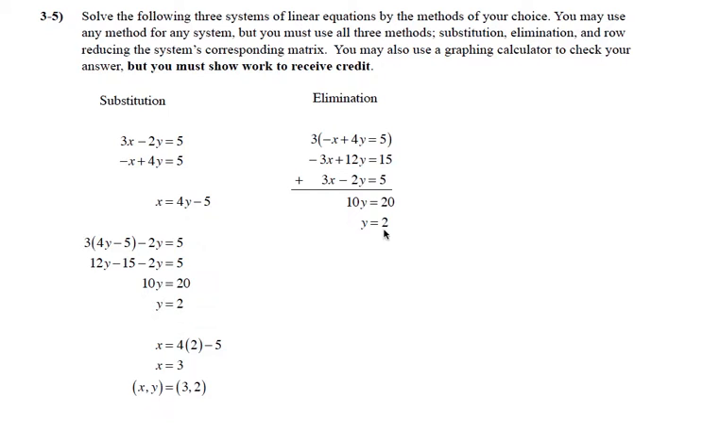Now at this point, the process is the same as it was with substitution. I can substitute this 2 for y into either of these two equations, and when I solve, I will come up with the same x that I came up with in performing the substitution method. I'll come up with x is equal to 3, and so we'll have the same solution.